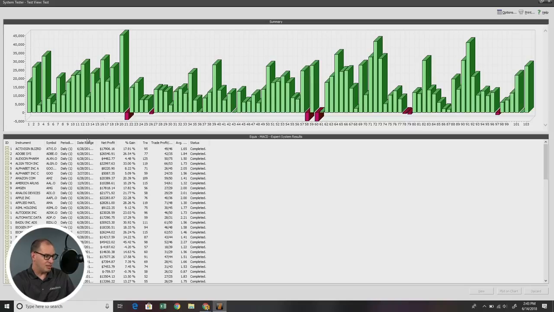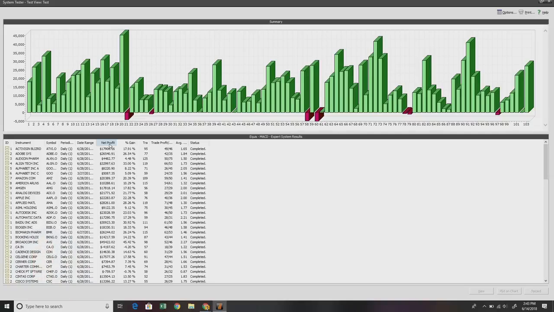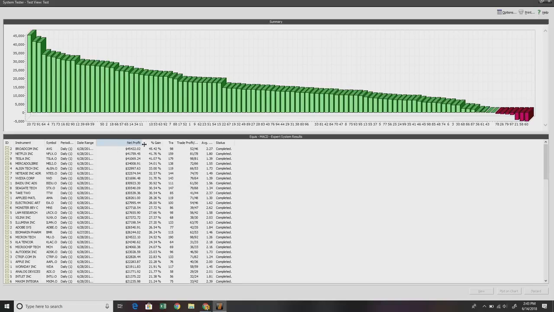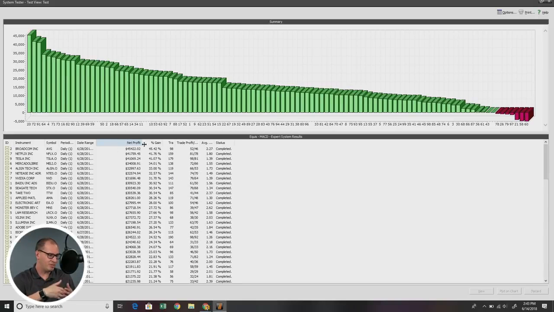So let's just look at this. We have a list of all the stocks here alphabetically right now, but what I can do is come in and rank by net profit. I can see which one traded best over time. So I can see in this example, Broadcom has traded the best over the last 5 years using the MACD. It had a 45% gain with 98 trades, 52 winners, 46 losers. So there are still a lot of losers in there, but my winners were big because they're about the same there. So we can quickly identify that.